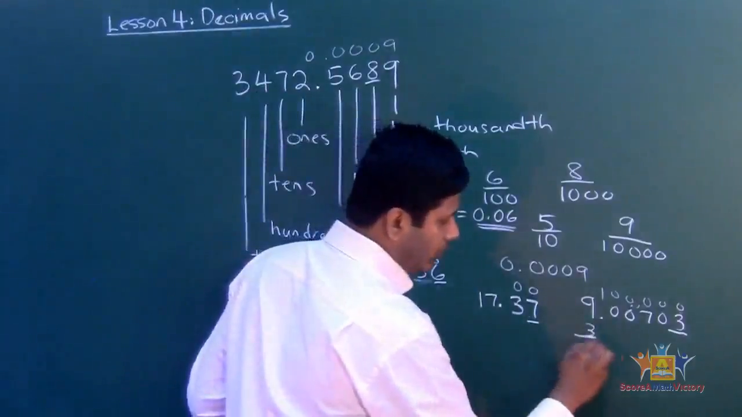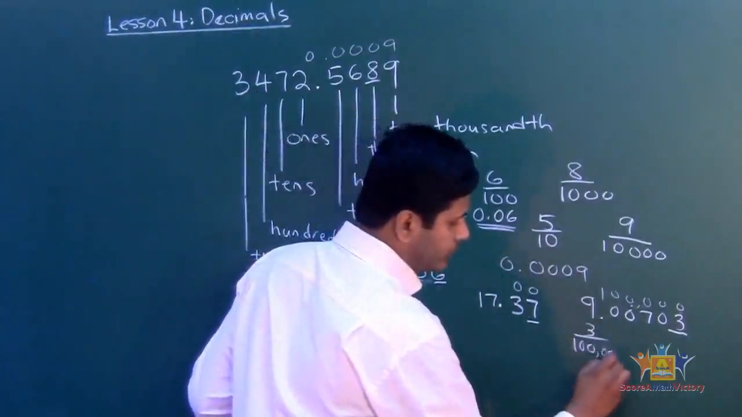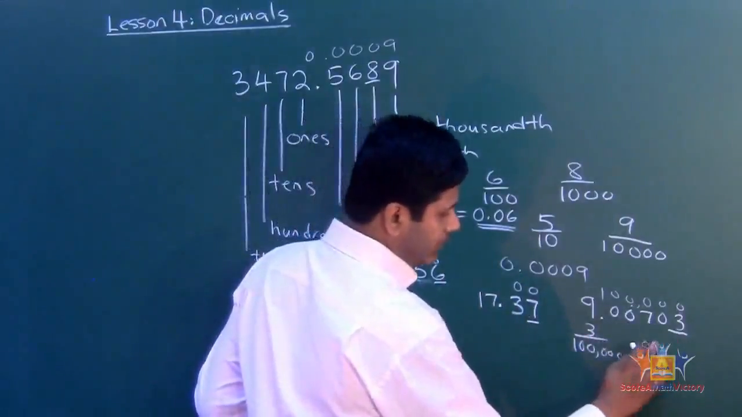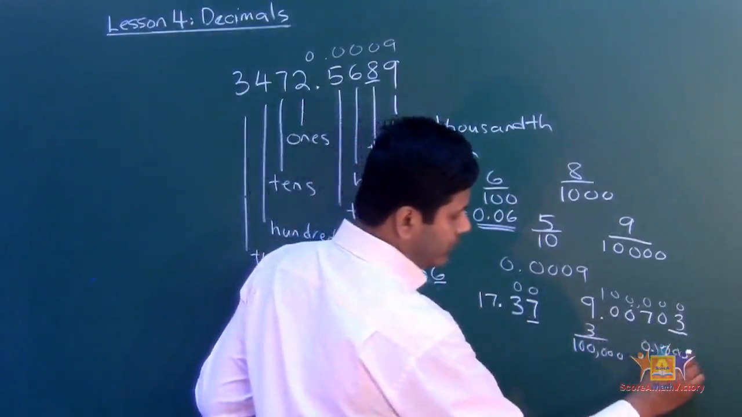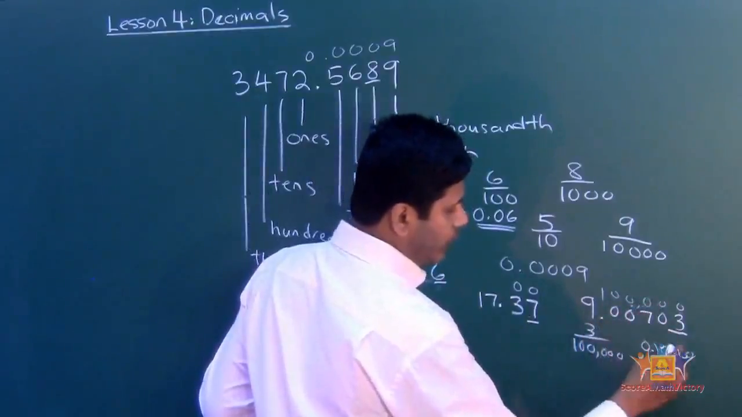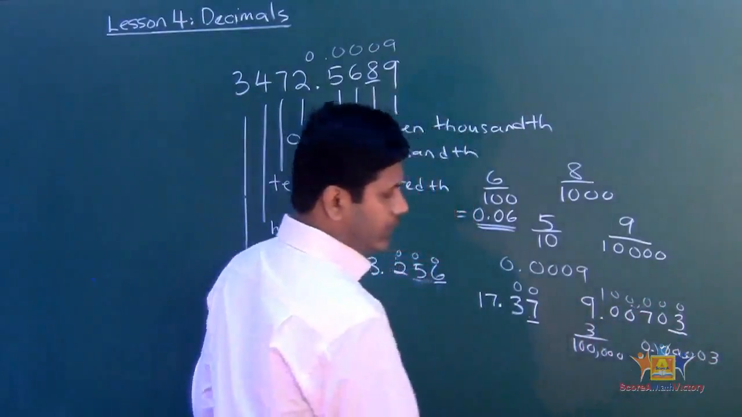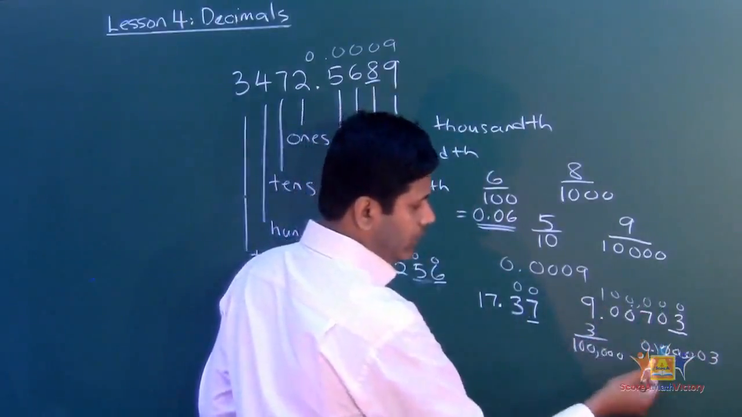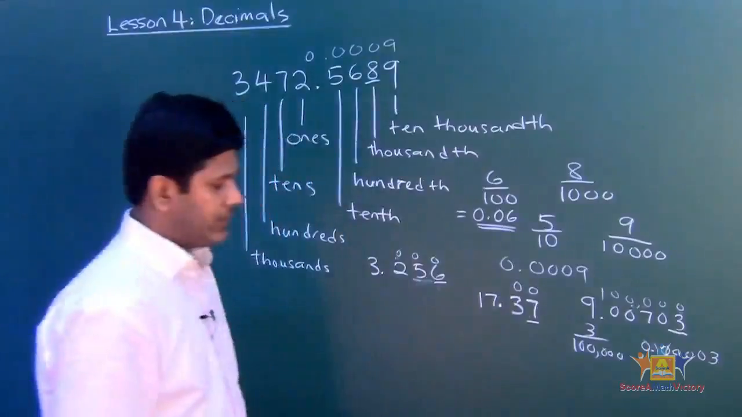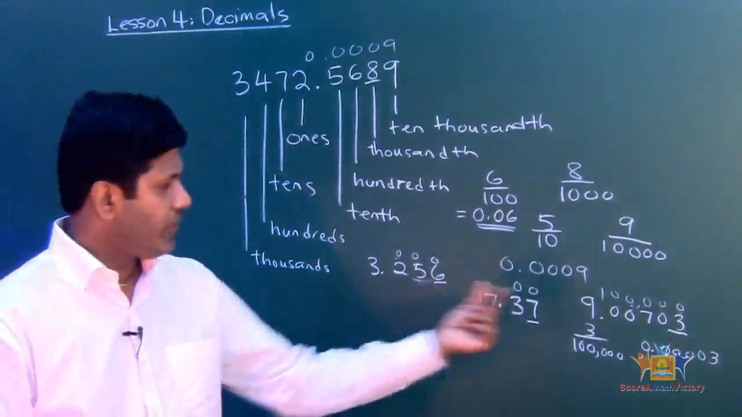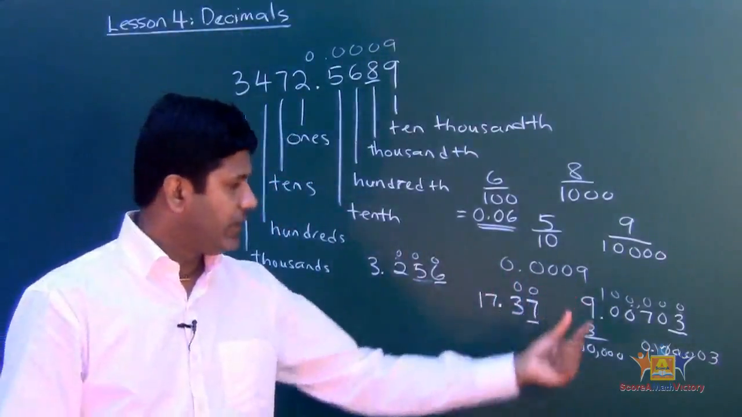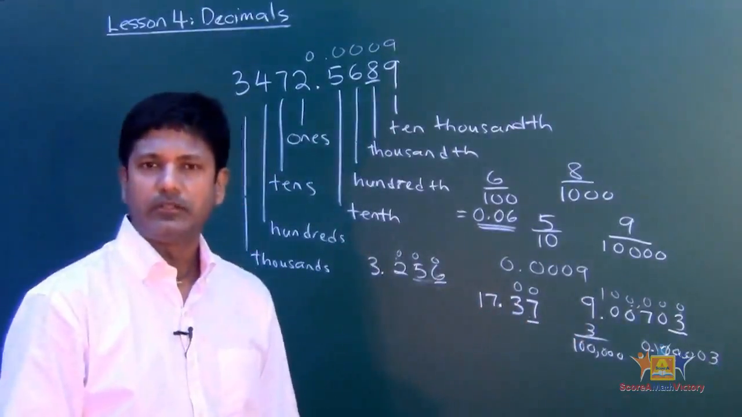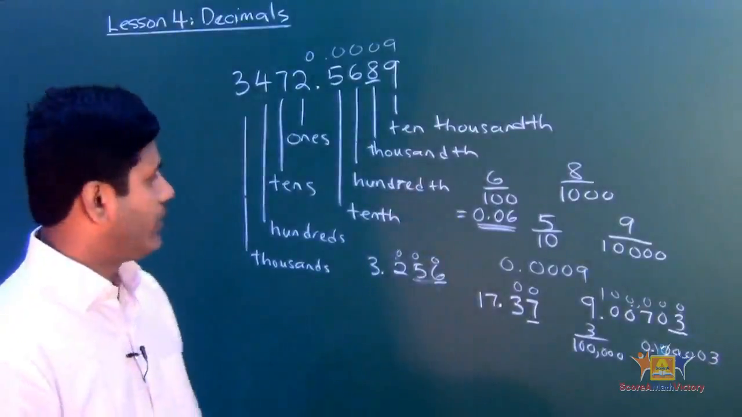so it will be 3 over 100,000. Okay? Or it's what? 0.000. See 1, 2, 3, 4. And then you put the 3. 1, 2, 3, 4. And then 3. So that's in the form of decimal. If I ask you the value of the digit 3 in the form of fraction, it will be 3 over 100,000. Okay? So very straightforward. Okay, good.